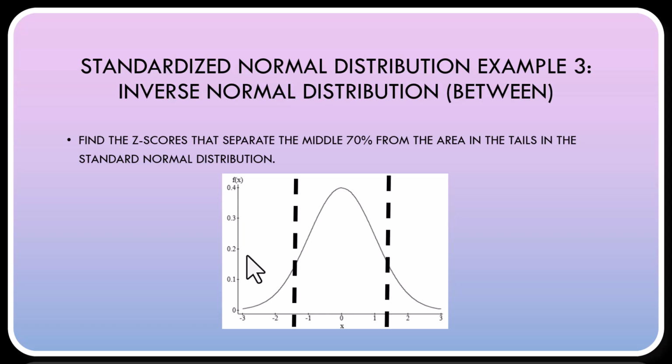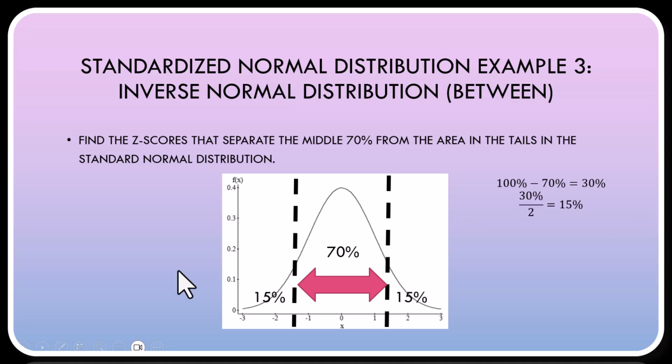So we have 2 cuts here, right? The area in between these 2 z-scores is 70%, and then the area in each tail, well, let's see. 100% minus 70% is 30%, but that 30% is divided equally between each tail. So we have 15 plus 70 plus 15, all together that gives us 100%.